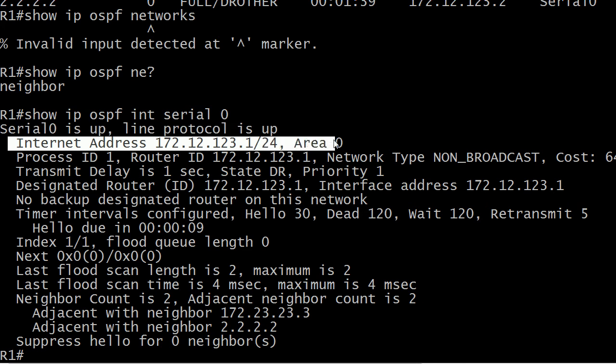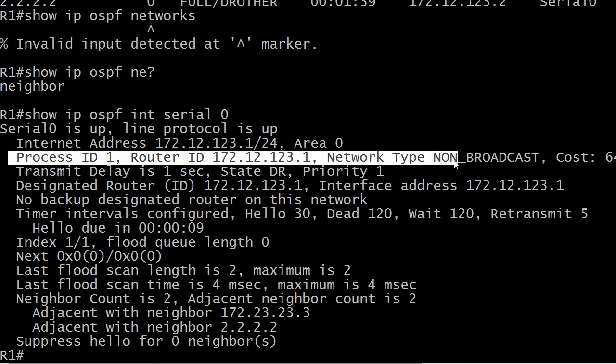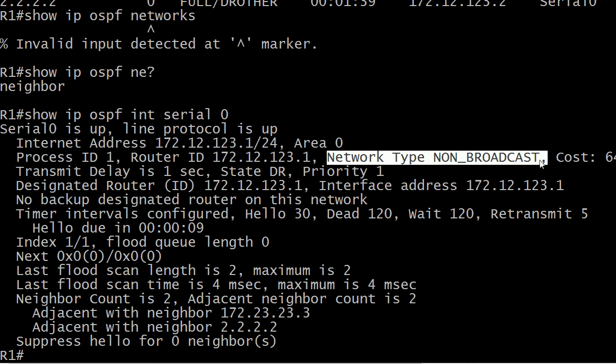It's going to show you what area it's in. The process ID, remember that OSPF process ID is locally significant only. It's going to give you the OSPF RID of the local device and the network type. So this command will definitely do what we were asked. There's the network type again. Let's look at what else it shows you.